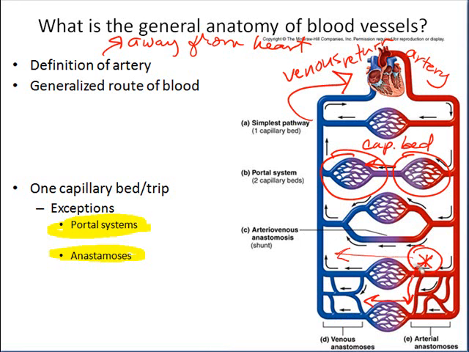Sometimes there are anastomoses, such as this one right here, where you can completely circumvent the capillary bed altogether, in which case you went from an artery into a vein without going through a capillary bed first. So this is another example of an anastomosis.